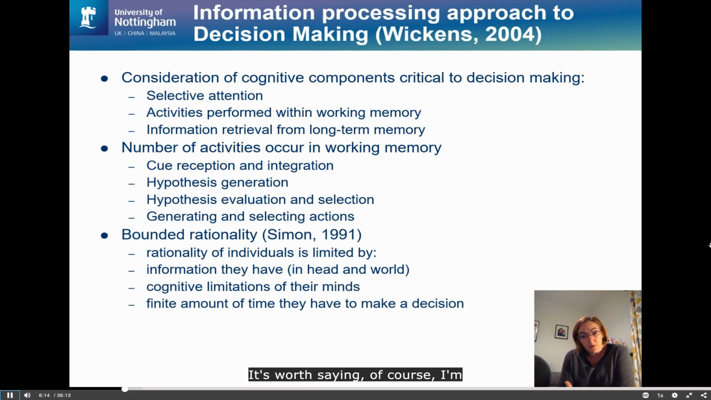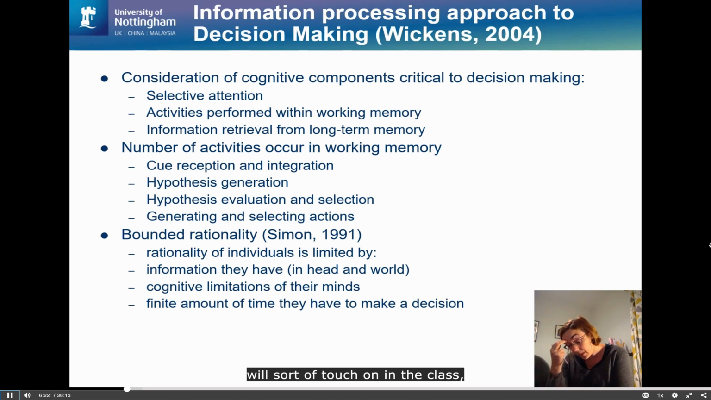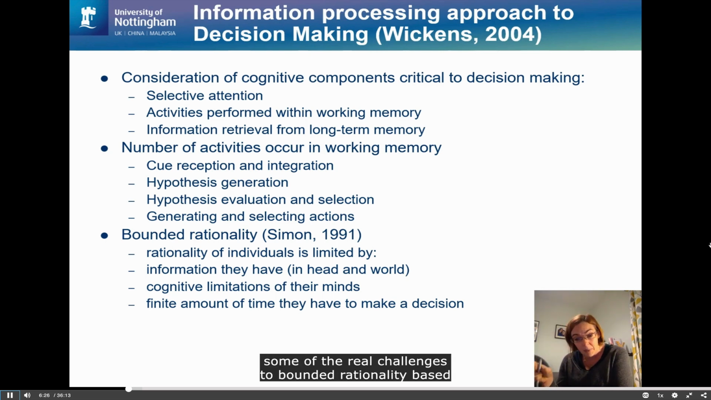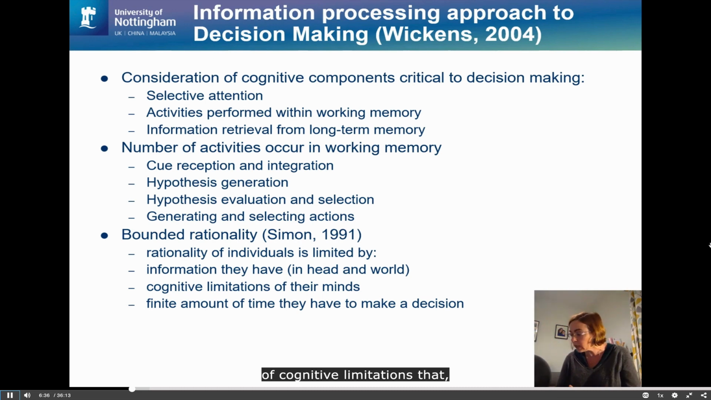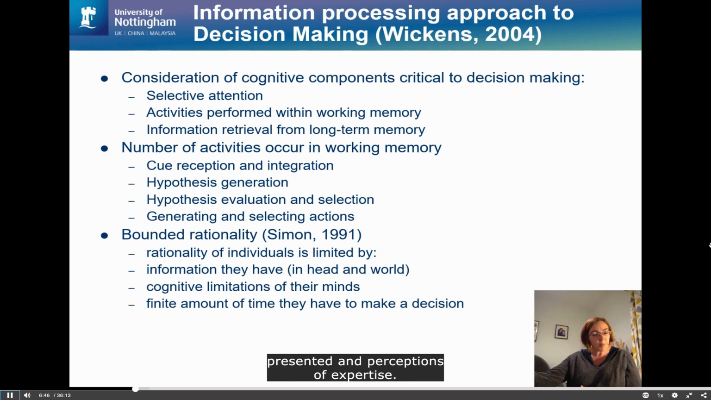It's worth saying, of course, I'm recording this in the time of COVID, and there's a really interesting discussion I hope we'll touch on in the class, which is around how we're seeing some real challenges to bounded rationality based on the stress we're experiencing as a result of living through a global pandemic. So the cognitive limitations play out in the information we have, some of the biases in that information, the way in which that information is presented, our perceptions of expertise, and then of course time to make a decision.